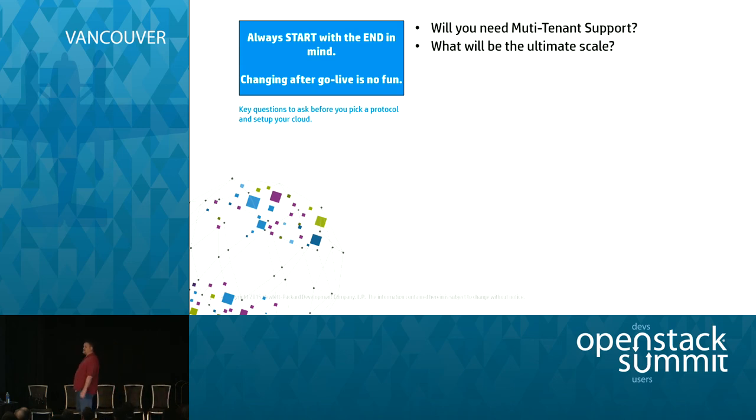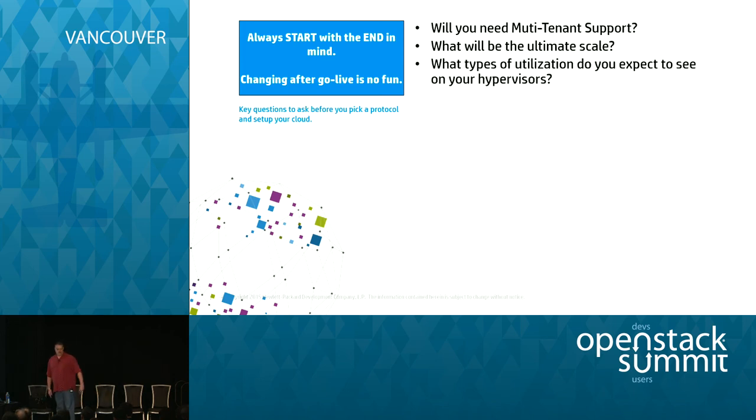What's going to be your scale? At the end of the day, when this cloud's in full production, are you thinking it's a little testbed thing? Is it going to have maybe a dozen nodes in it? Not so big. Is it going to be a full-blown, multi-tenant, large scale, 1,000 nodes, that kind of deal? You need to know this in advance. It affects the protocol.